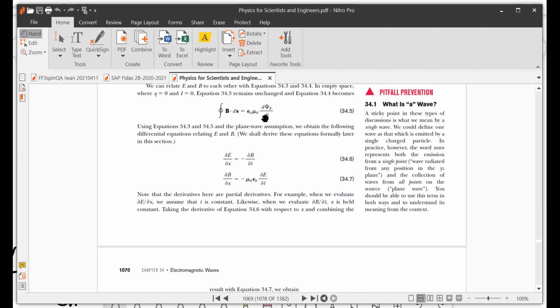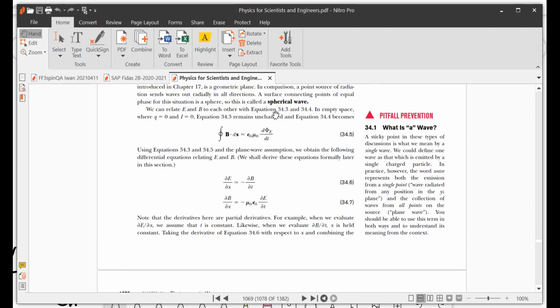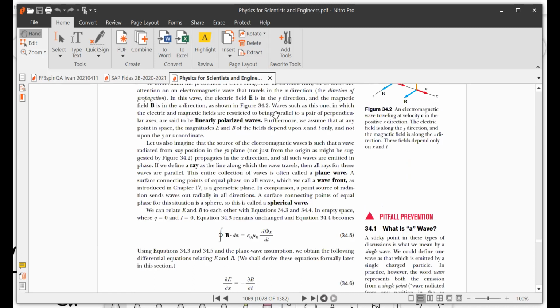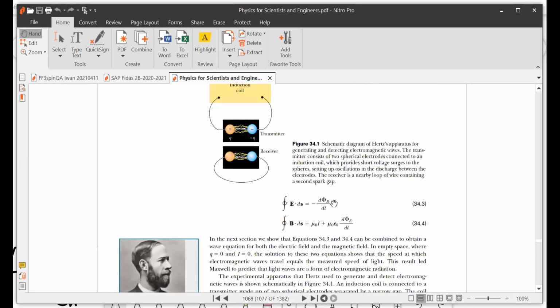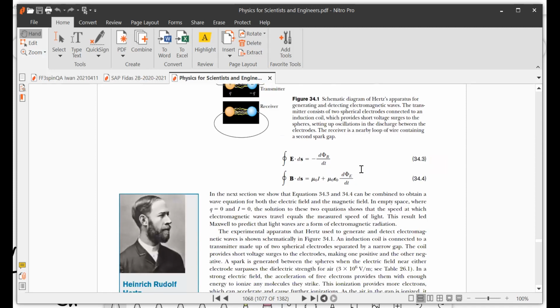Electric fluxes and also magnetic fluxes. This VE is electric fluxes, while VB usually I refer to magnetic fluxes. This is electric fluxes, and this is magnetic fluxes, phi B and phi E.